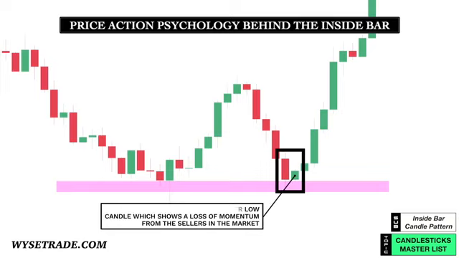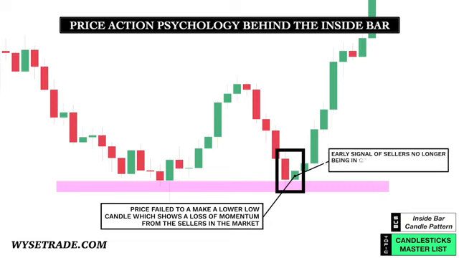Price failed to make a lower low candle, which shows a loss of momentum from the sellers in the market and is an early signal of the sellers no longer being in complete control of the moving trend direction.